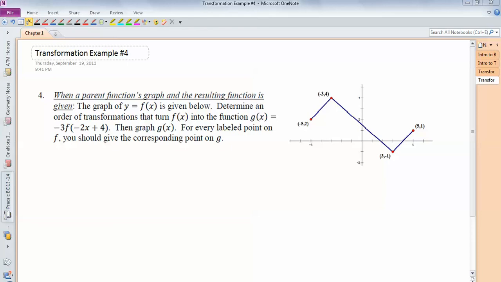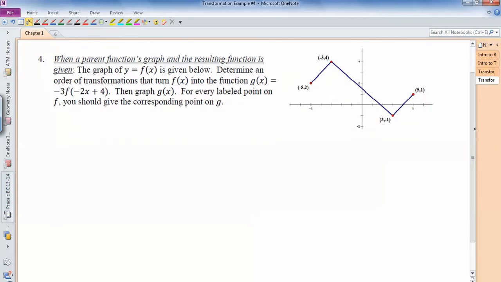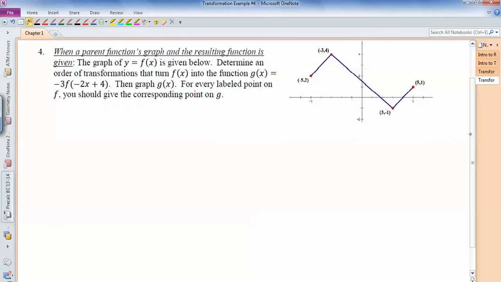Okay, so let's look at the transformation example number 4 from that handout that I gave you in class. In this one, instead of me giving you the first equation and the last equation, I'm giving you the first graph and calling that f. And then I give you a new function g in terms of f. So we have to figure out how to handle something like that.